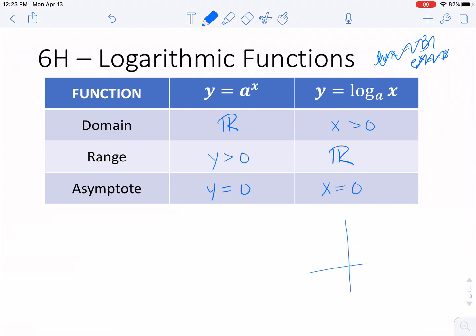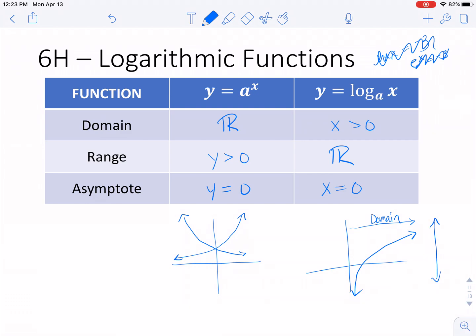So these ones look like this, whereas these ones look like this or like this. So there's your range or your domain. Your range goes in both directions, and your asymptote is your y-axis. Domain, range, asymptote.